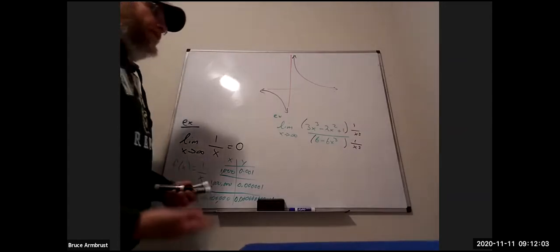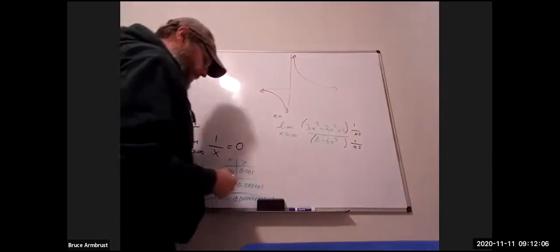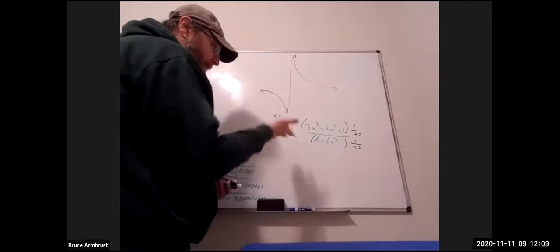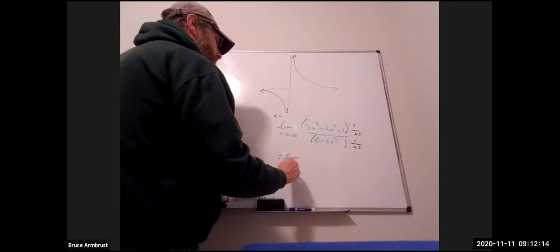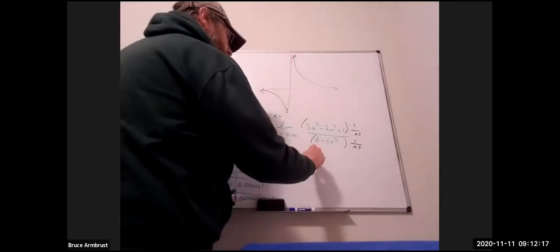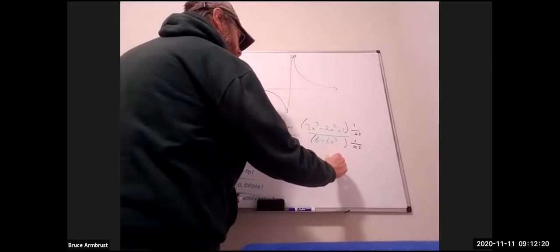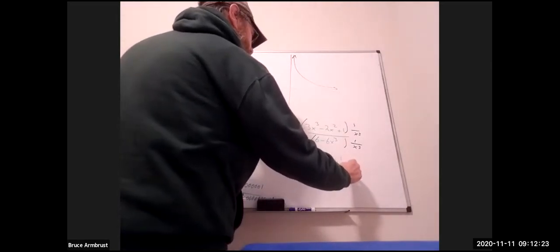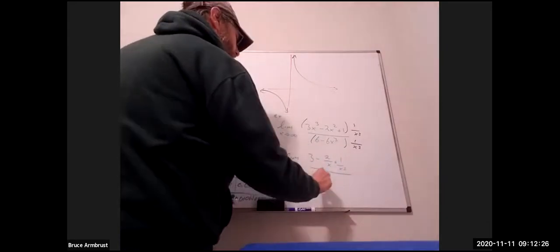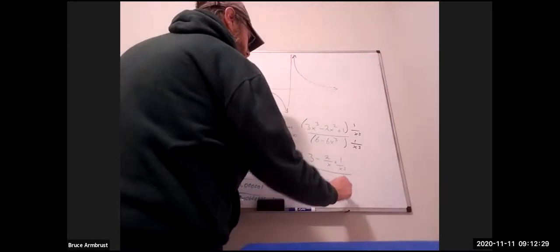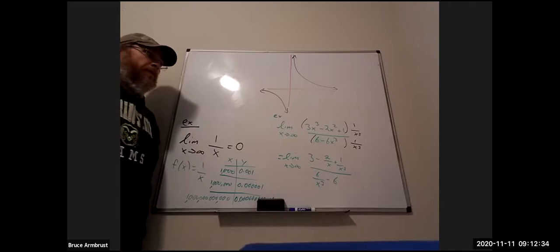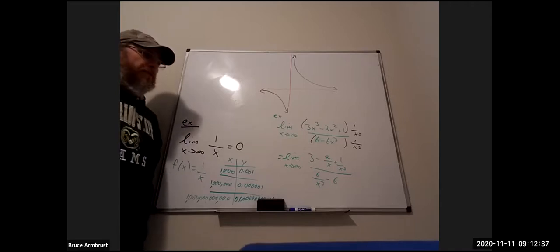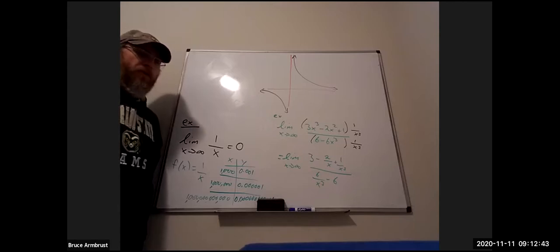Now, what this allows me to do is to distribute through to each of the pieces, and I can cancel out some of the x's. So what I'm left with here then will be the limit as x goes to infinity of (3 minus 2 over x plus 1 over x cubed) divided by (6 over x cubed minus 6). So that was just a small little algebra step, and it turns it into this form.